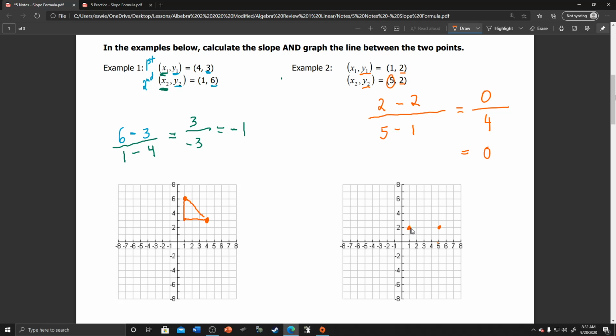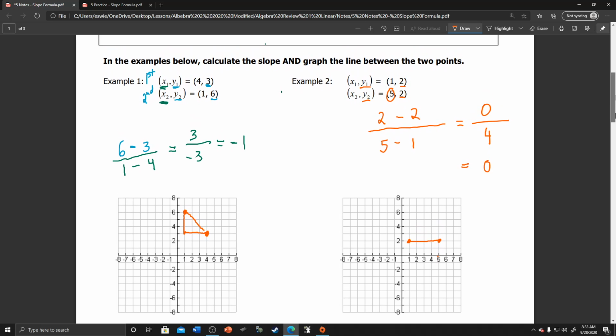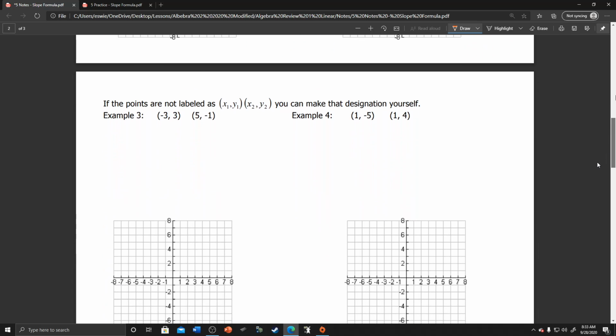Can't really draw a triangle here. Right? A slope of 0, that kind of makes sense, that it's just flat, right? It's like the Midwest. You have no slope. Pretty flat out here. Alright, let's look at two more examples from the back page.